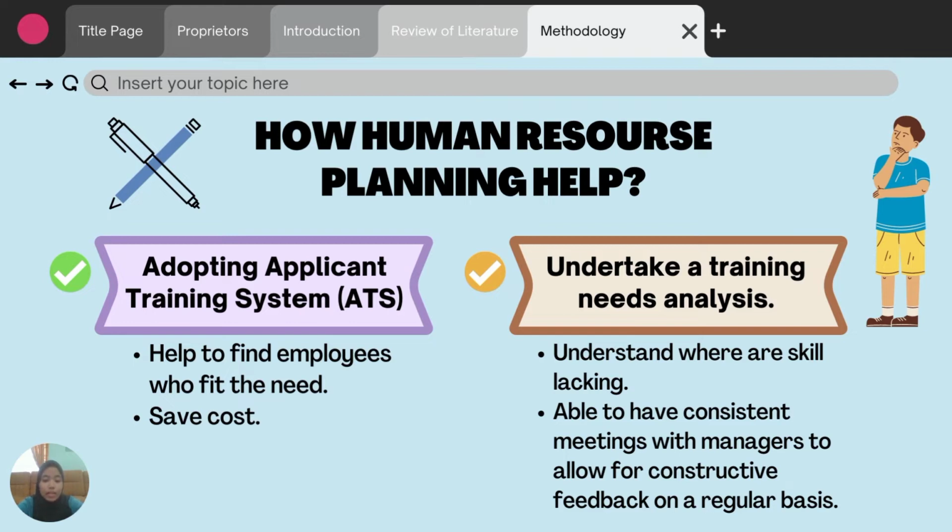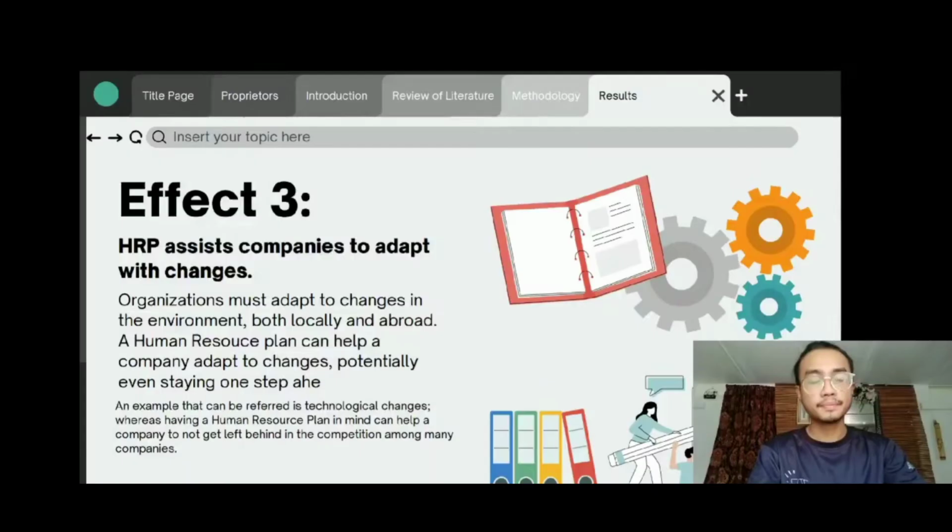Next, we have to undertake a training needs analysis by understanding where skills are lacking, and be able to have consistent meetings with managers to allow for constructive feedback on a regular basis. Performing a training needs analysis is necessary to understand skill shortfalls in the business and where training and other staff development strategies can help improve critical skills to achieve maximum profitability.